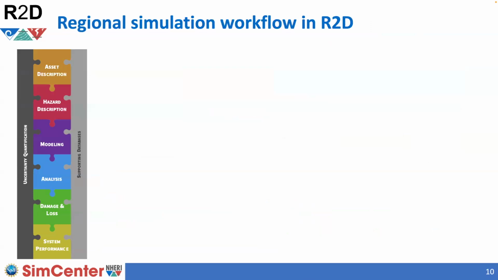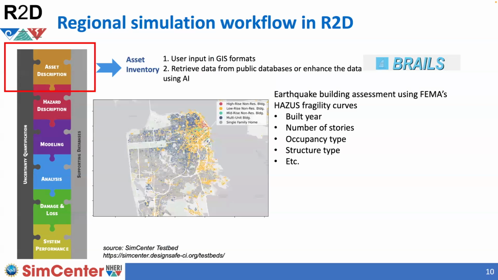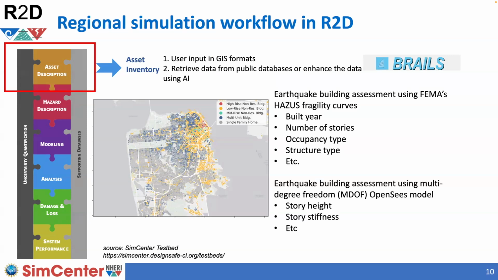On the left-hand side of this slide, you can see a regional simulation workflow in R2D. And everything starts by defining the asset inventory that you want to analyze. For example, I want to do an earthquake building assessment using FEMA's HAZUS fragility curves. To do that, I will need to know the build year, the number of stories, the occupancy type, and the structure type of all the buildings in the region of interest. And differently, if I want to use OpenSees and a multi-degree-of-freedom model to simulate the buildings, I will need to know more. I will need to know the story height, the story stiffness, story damping, and so on.